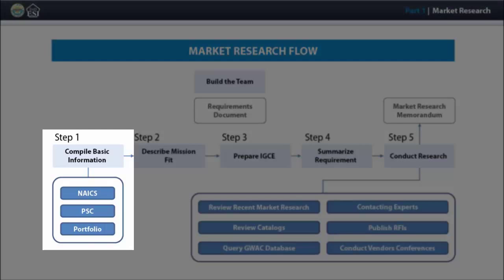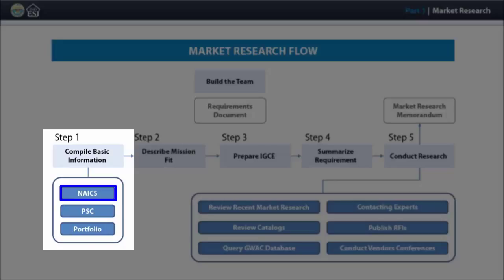Step 1 is to review the requirement package so you can compile basic information about what you're buying. This will help you focus your attention on the particular segment of the market who offers the products or services you need. The contracting officer, or KO, will select the appropriate North American Industry Classification System, or NAICS code, in order to focus your research and assist the small business office.